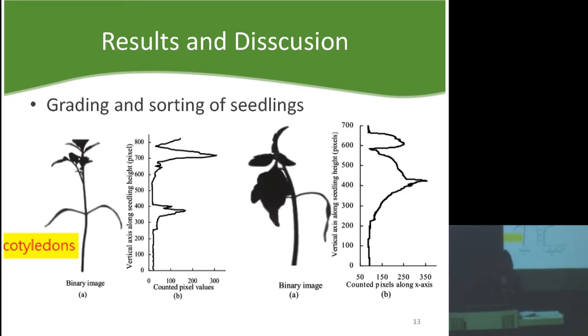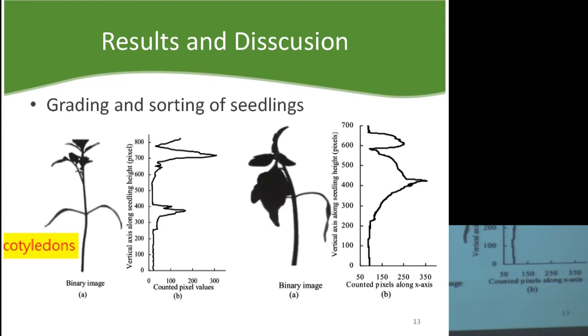And about this figure, we can make some image processing to sort the seedling. In this figure, we cannot distinguish the leaves and the stem. So it will be graded as group D, which is substandard, and will be left for manual grading.